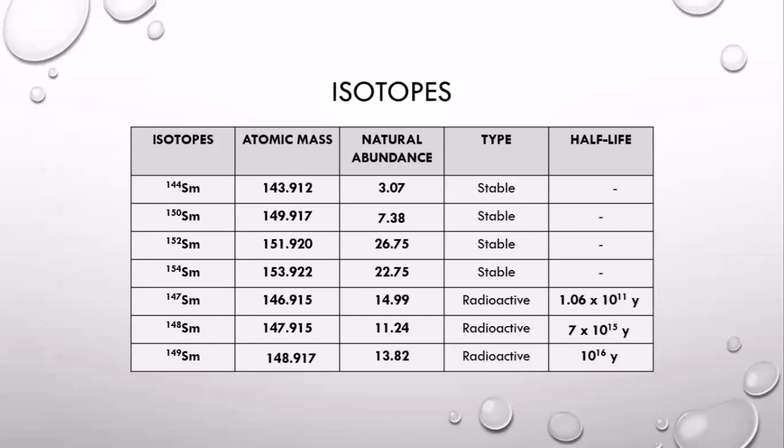When we look at this table, we will come to know that there are 7 isotopes of samarium, out of which 4 are stable isotopes and 3 are radioactive isotopes. The atomic masses of these isotopes range from 128 to 165 grams per mole. The half-lives of radioactive isotopes are also given in the table.